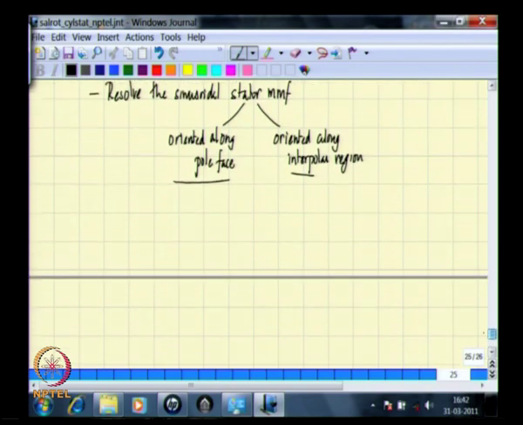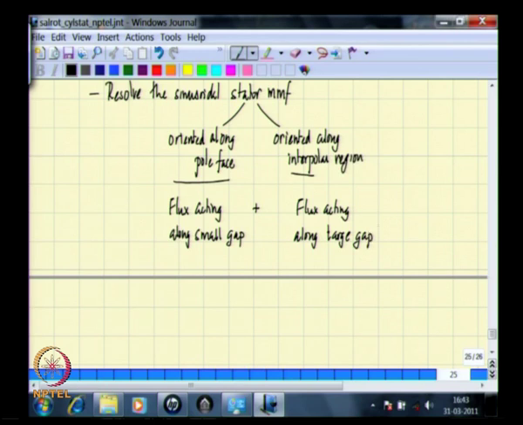Then the net flux that is there at a given angle is the sum of these two fluxes: flux acting along the small air gap rotor plus flux acting along the large air gap rotor. These two together is then the flux at any given angle.